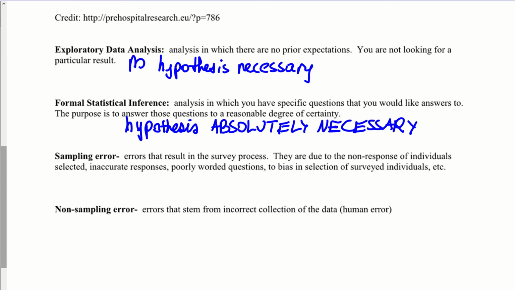We saw an example earlier of poorly worded questions. If you have a pencil and paper survey, and your questions are just not easily understood by the reader, if they can't understand what the intent of the question is, then you're not going to get accuracy in your survey responses. Non-sampling errors, that's the easiest one to identify.